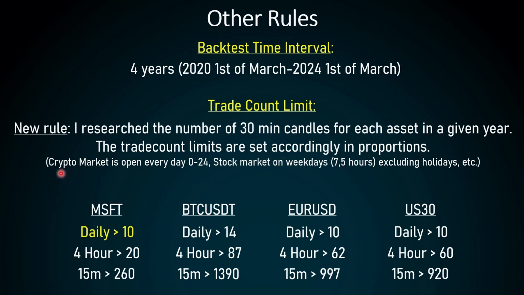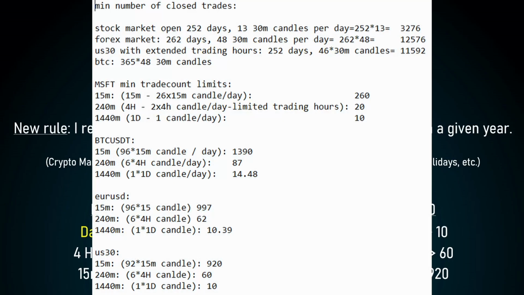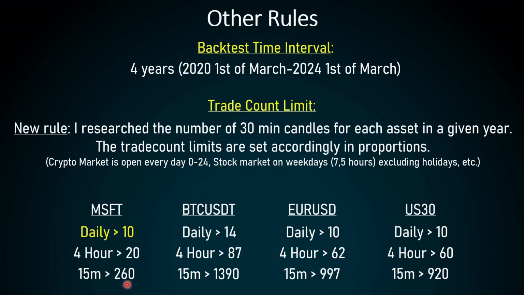This means that in a given year, BTC/USDT will have more candles than, for example, Microsoft. So if I set a 100 trade count limit, for example, on the 4-hour backtest results, it is not totally fair, as Microsoft had much fewer candles to get those 100 trades compared to Bitcoin. So I did the calculations. Here's a quick screenshot of that. And these are the trade count limits I will use.